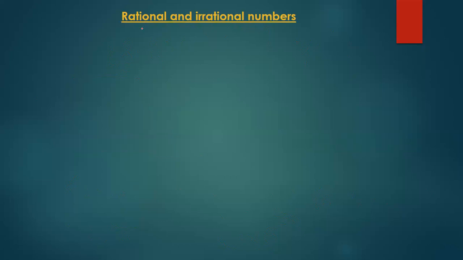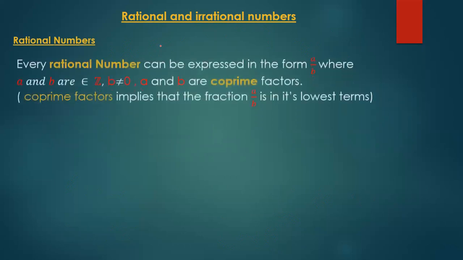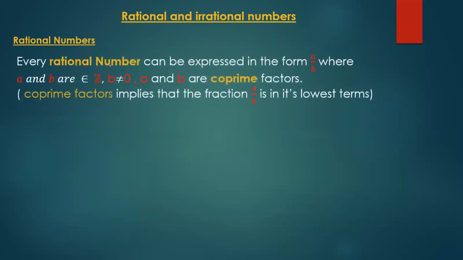Okay, so rational numbers, as I said, every rational number can be expressed in the form a over b, where a and b are members of what? Integers. And then b should never be equal to 0. And then a and b are co-prime factors. It's very important for you to know this.